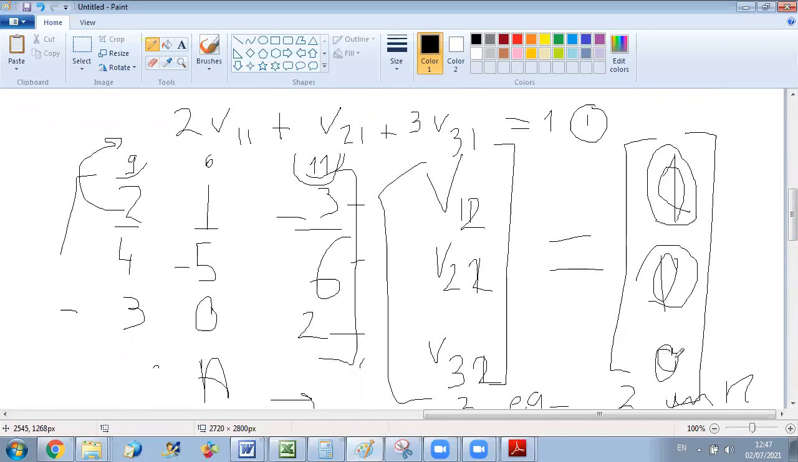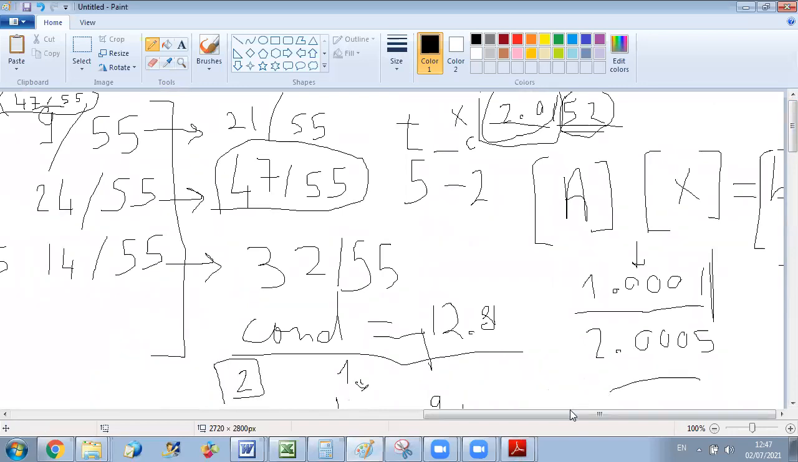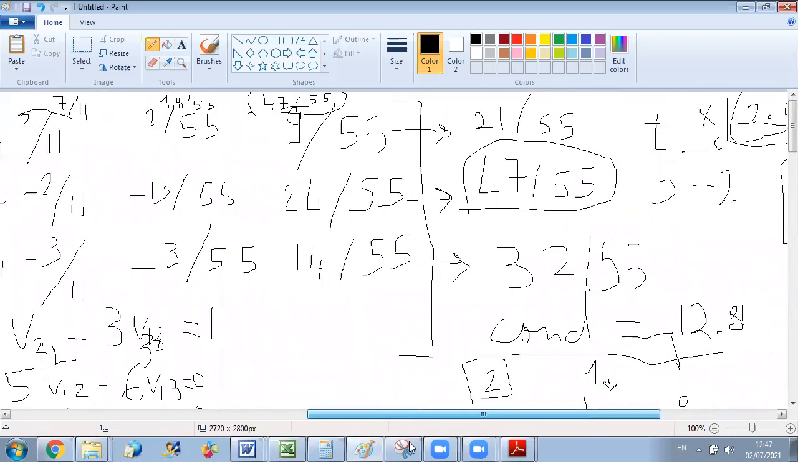Okay, so you find the second column, and to find the third column, you say v13, v23, v33 equal to 0 0 1. So you have to solve 3 systems of 3 equations with 3 unknowns, and once this is done, you can give me all terms of matrix A minus 1. So if we apply this technique here, we will get the following matrix A minus 1.